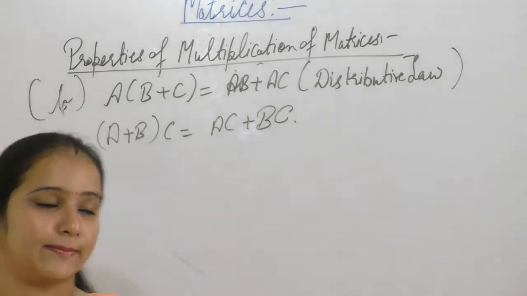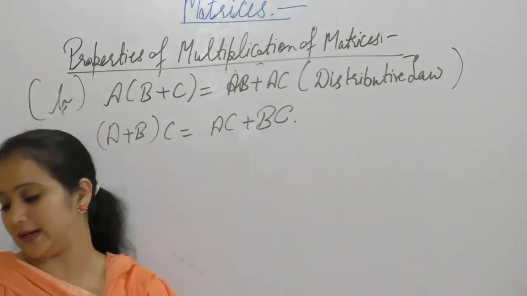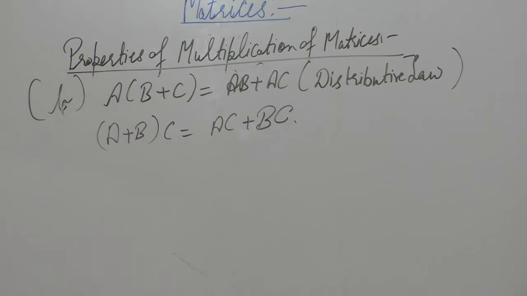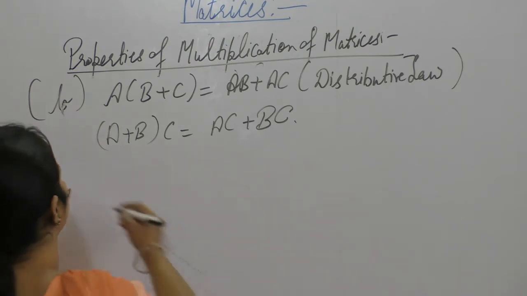Distributive law is applicable under multiplication. You can take any example and prove that. Next property is existence of multiplicative identity.